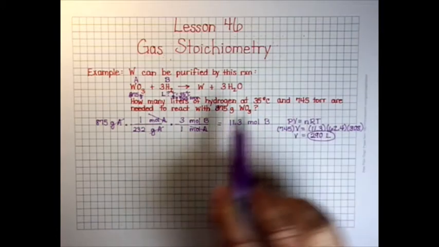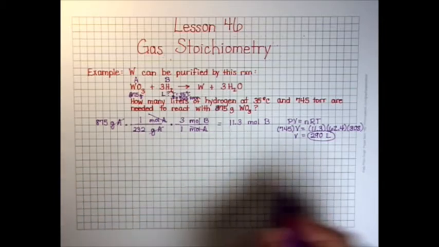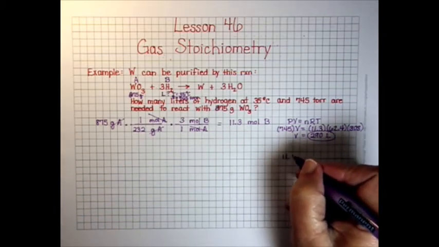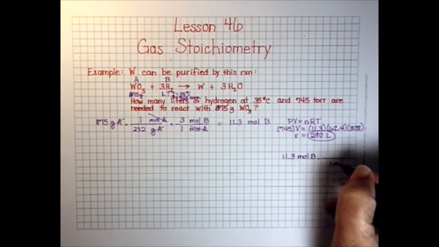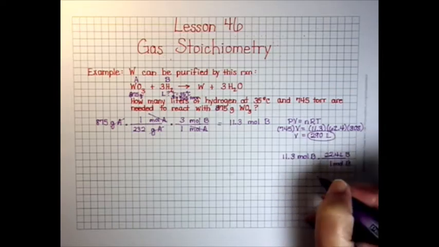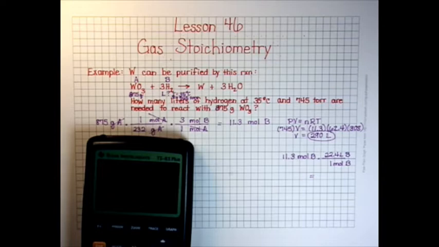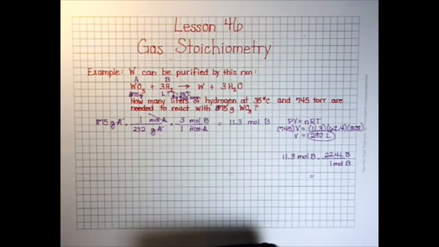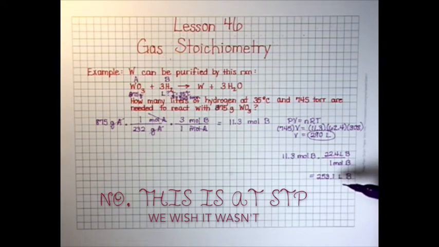Had we chosen to go the other way, we would have done exactly the same thing right up to moles of B, and then we would have said 11.3 moles of B, and we know that 1 mole of B is 22.4 liters of B, and so that would come out to be 11.3 times 22.4. That would give us 253.1. And you say, wait a minute, that's not the same answer that we got a while ago. Well, that's because this is not at STP. We're not at standard temperature and pressure.